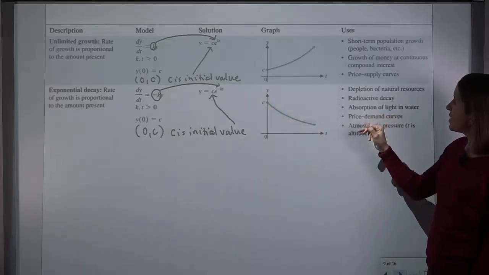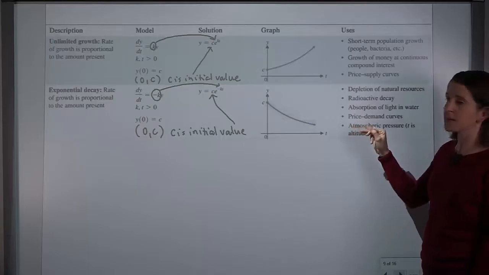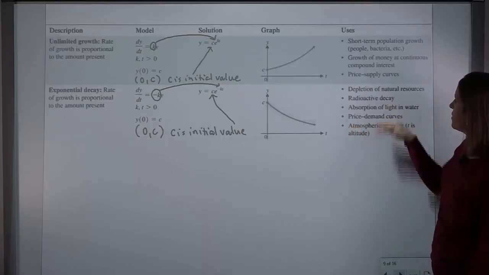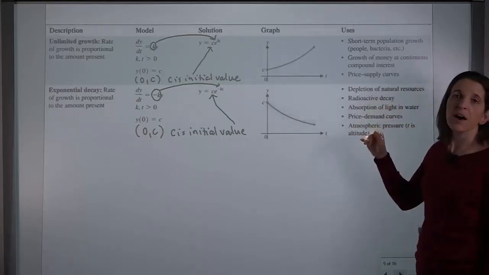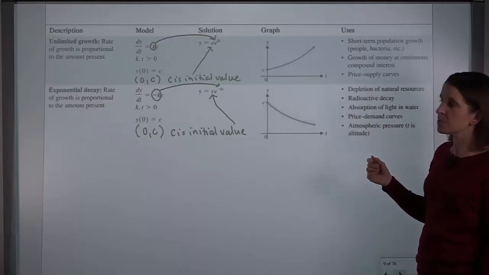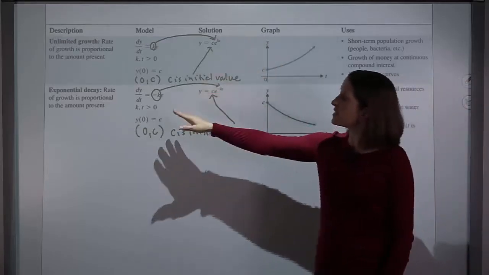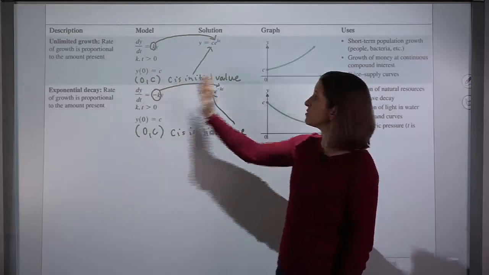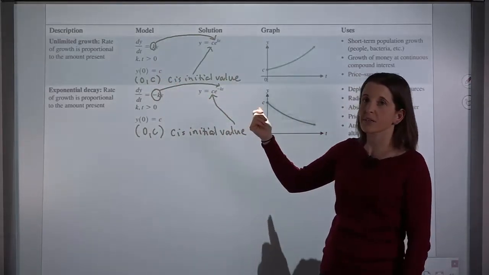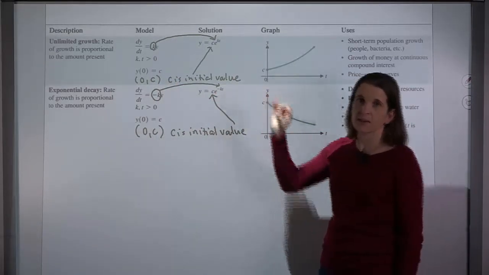And then we have a business application of the price-demand curve, and they've listed a couple other science applications there as well. So you can see that whether it was a negative or a positive, what we do is the same. We just carry the negative with it. But if it is a negative, we are decaying versus growing.